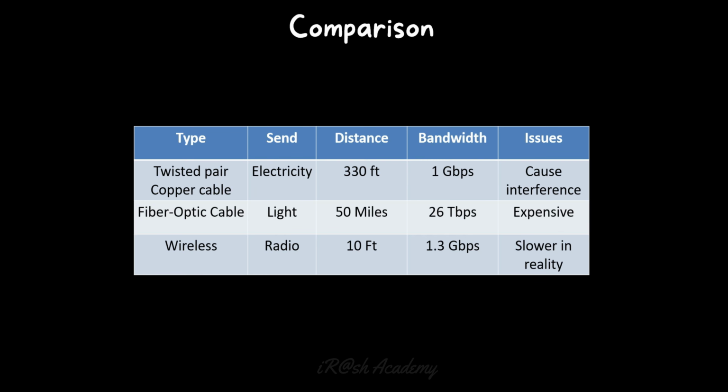Now let's talk about wireless. Wireless uses radio frequencies to send and receive the data, and the approximate distance supported by the wireless network is 10 feet. This is an approximate value, and nowadays there are wireless devices available that provide more distance coverage. By using wireless, we can send approximately 1.3 gigabytes per second of data bandwidth. One of the issues with wireless is that it is slower in reality. Compared to physical connectivity, wireless is very slow. So this is the comparison between different types of network connectivity.